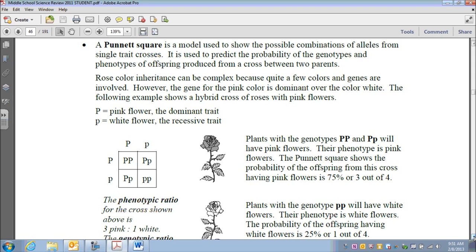Plants with the genotypes capital P capital P, and capital P lowercase p will have pink flowers. Their phenotype is pink flowers. The Punnett square shows the probability of the offspring from this cross having pink flowers is 75%, or 3 out of 4.